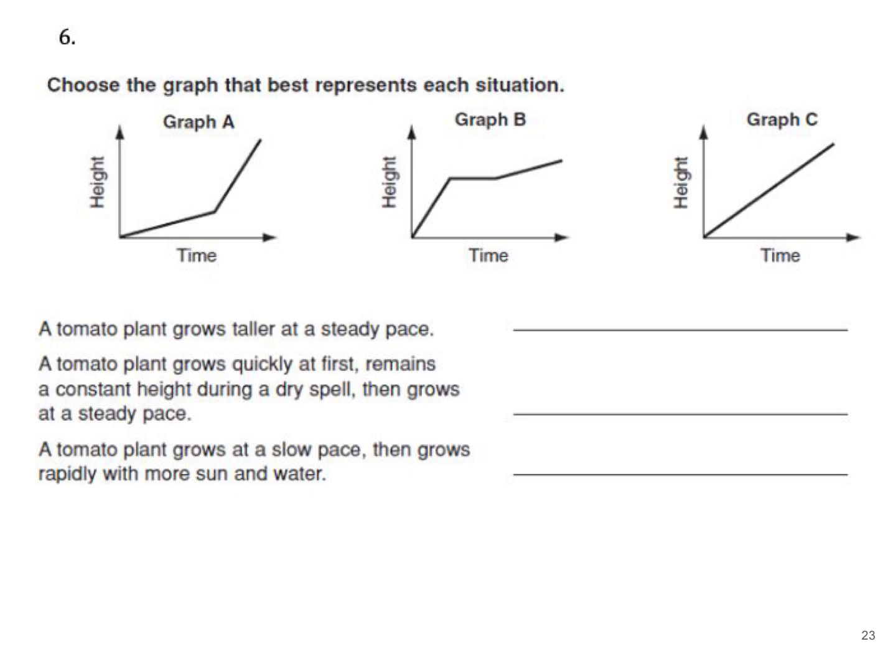All right, so the first one, a tomato plant grows taller at a steady pace. Which one should this one be? This is graph C. Second one, a tomato plant grows quickly at first, remains at a constant height during the dry spell, and then grows quickly at a steady pace.